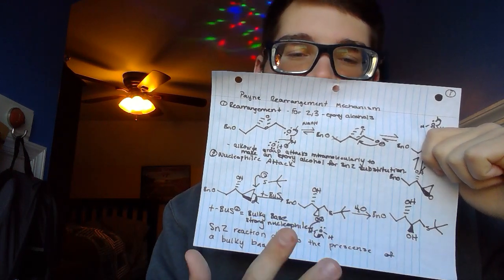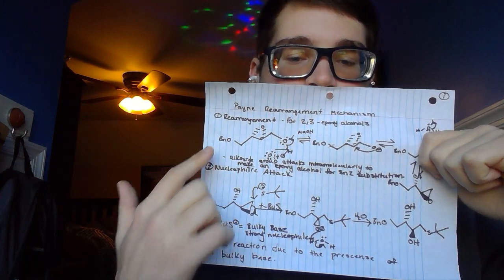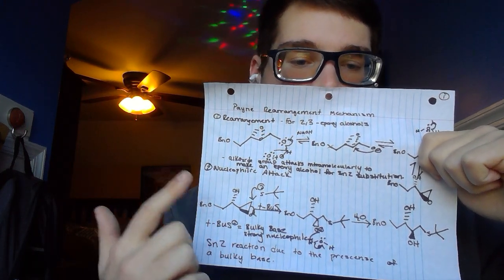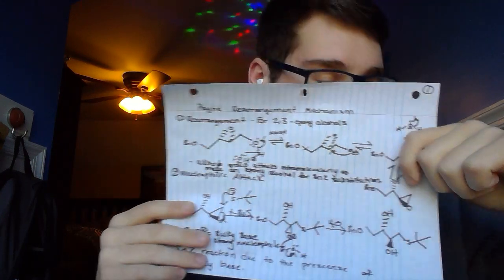But really, in order for this reaction to occur, you have to have that epoxide migration through the rearrangement, which is why it's called the Payne rearrangement. And it allows you to bond bulkier nucleophiles to these alcohols.